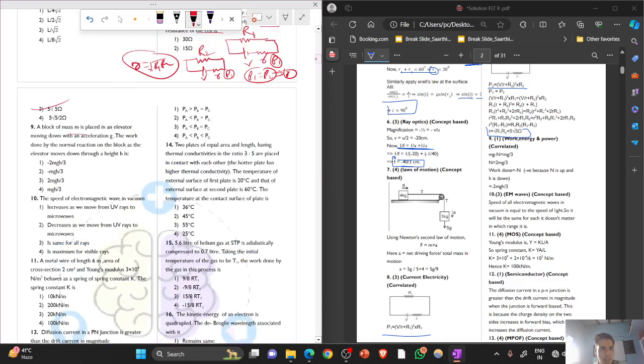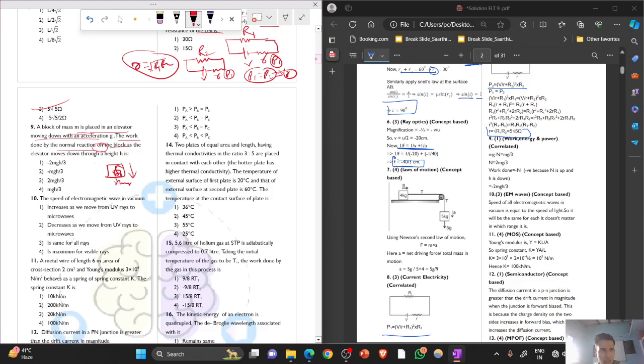A block of mass m is placed on an elevator moving down. It is moving down with an acceleration. The question is asking about the work done by the normal force. Once it is moving down, if you apply the pseudo force, the pseudo force will act in the upward direction, and mg will be in this direction.